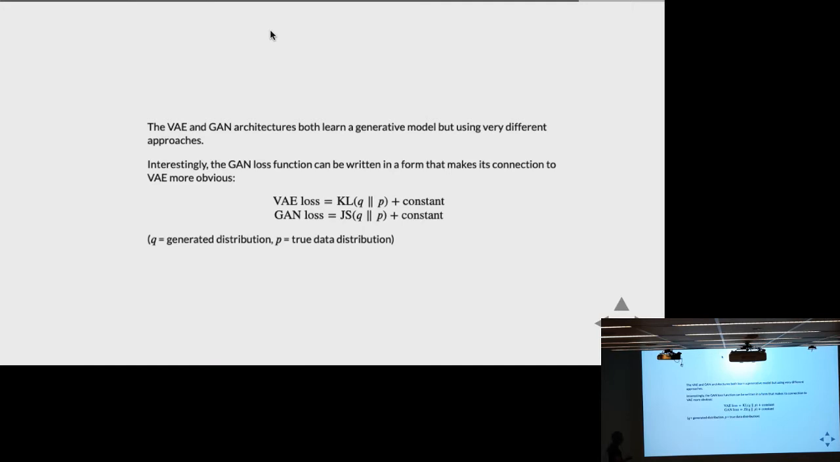So long after GANs were developed and had been used for a while, people realized that you can also write the loss of a GAN as a type of divergence. So it's also the divergence between the generator and the true distribution of the data. But it's not the KL divergence. It's something called the Jensen-Shannon divergence.